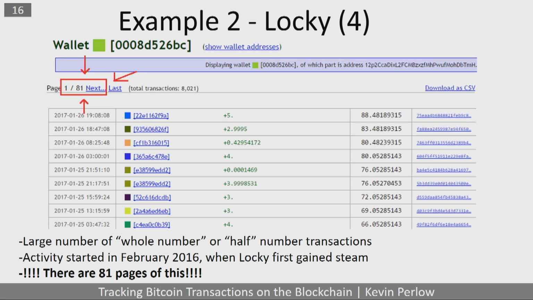If you go through all 80 pages of this, that's what you find over and over again: these guys, since January 2016, conveniently when Locky came out, all the way through October 2016, and then they took a bit of a break, and then in January 2017, we're receiving these ransom payments. So our next question here is, well, what does this all mean? And what can we do with this data?